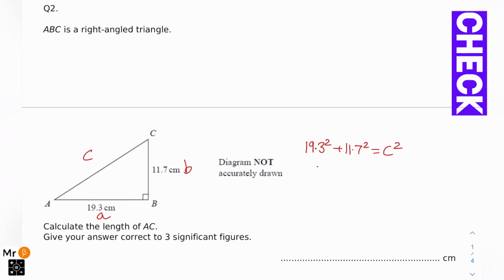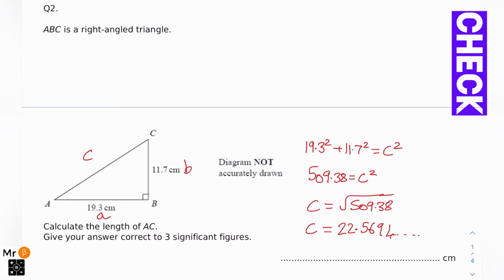That gives us that 509.38 is equal to this C squared. So we now square root our answer, and we would get 22.5694. That keeps going on. This time it wants us to give our answer to 3 significant figures. So we know our third significant figure is the 5.